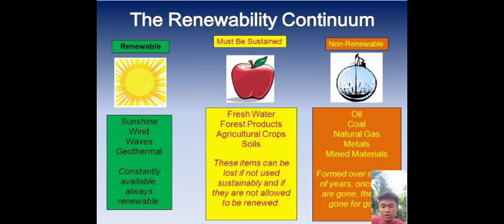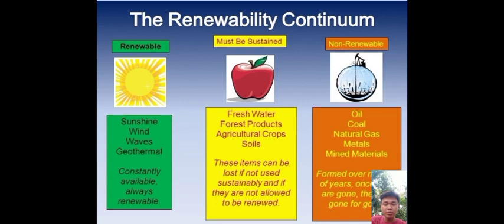Renewable: sunshine, wind, waves, geothermal, constantly available, always renewable. That's an example. Must be sustainable. Examples are fresh water, forests, forest products, agricultural crops, soils. These items can be lost if not used sustainably and if they are not allowed to be renewed.